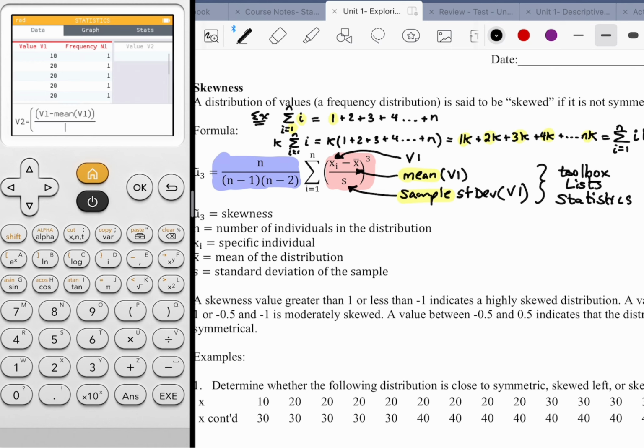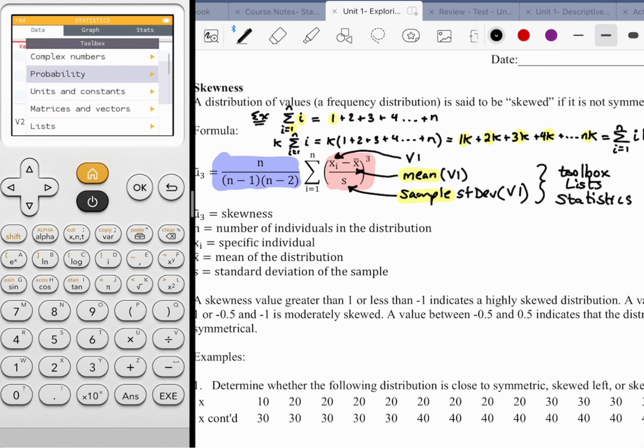Close it up, divide. How'd you get that? I'm sorry, can you show me how you got that mean here? Oh yeah, so you hit the little toolbox there next to the clear button, and then if you're scrolling down, you're looking for the one that says lists. Then you'll see statistics, and then it's all there.